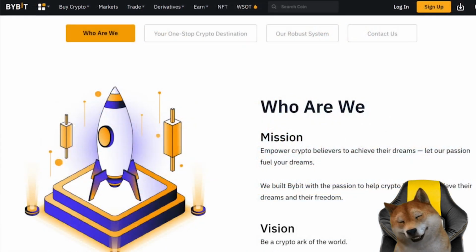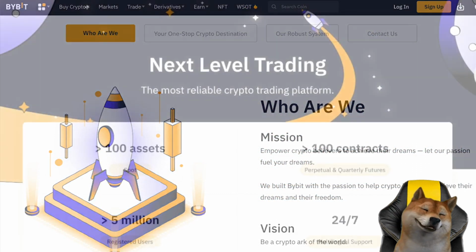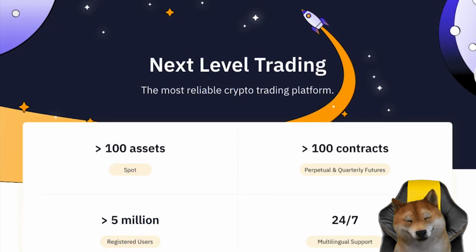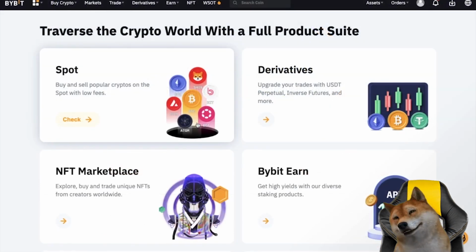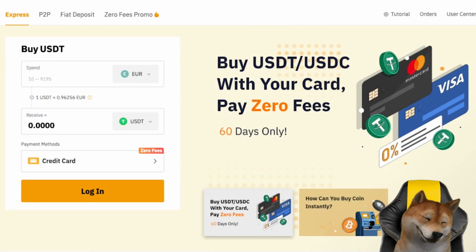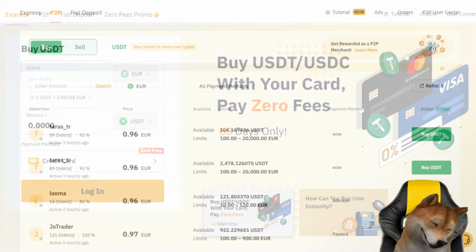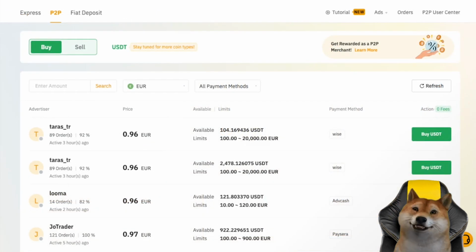First up, a little bit about Bybit. Bybit is a global company that launched in 2018 and is one of the fastest growing cryptocurrency exchanges with over 6 million registered users. With Bybit, users can buy, sell and trade popular coins on their spot and derivatives platforms. For those that are brand new to crypto, you can buy it directly from their site with the likes of a credit card, via bankwire or peer-to-peer.